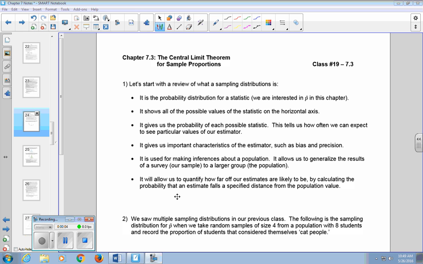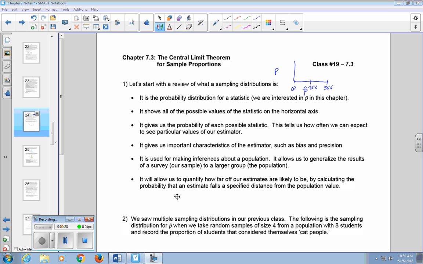Right, chapter 7.3, we're going to take a look at the central limit theorem for sample proportions. So we're going to start with a quick review of what a sampling distribution is. On the previous section, we looked at values of p hat, and we saw they were between 0%, 25%, 50%, thinking cap people again.